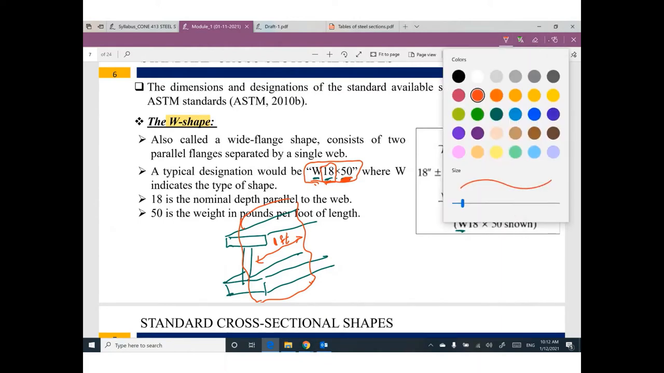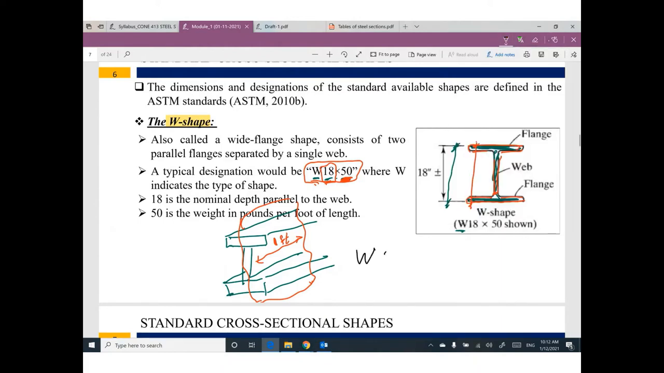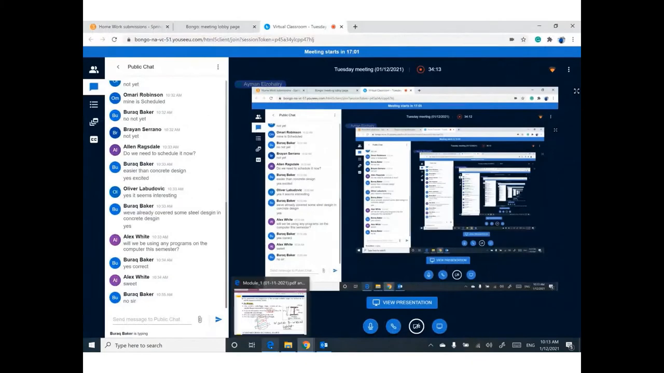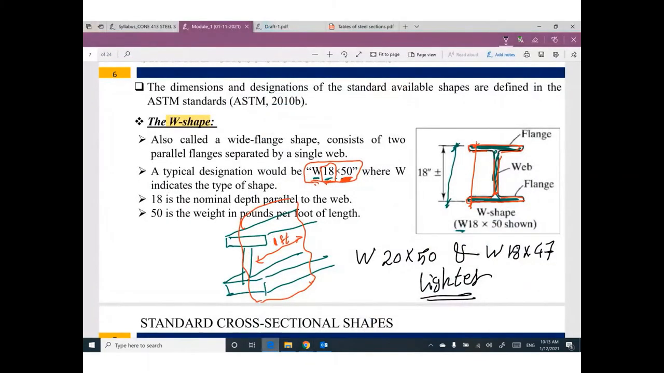Guys, if you have two cross sections, W20 times 50 and another cross section W18 times 47, which cross section is lighter? Which cross section is lighter, 20 times 50 or 18 times 47? Do you have an answer? Do you mean what is the meaning of lighter? Less weight.